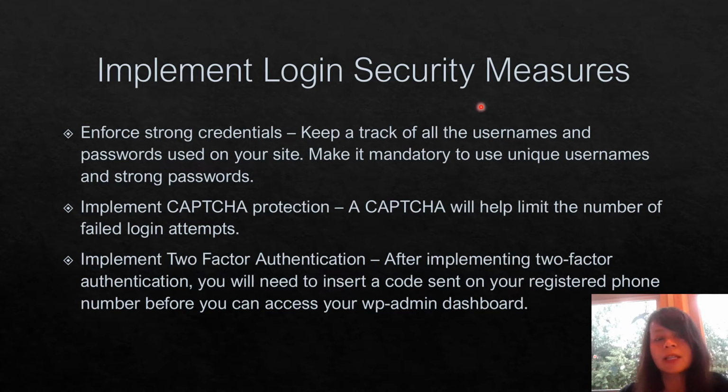So for this login section, you'll want to enforce strong credentials. Keep a track of all usernames and passwords used on your site. Make it mandatory to use unique usernames and strong passwords, okay? So implement CAPTCHA protection. The CAPTCHA will limit the number of failed login attempts. Implement two-factor authentication. So after implementing two-factor authentication, you'll need to insert a code sent to your registered phone number before you can access your login area. You would find that this is the case in FDU, right? You would have to do the two-step authentication before you can get into Web Campus.